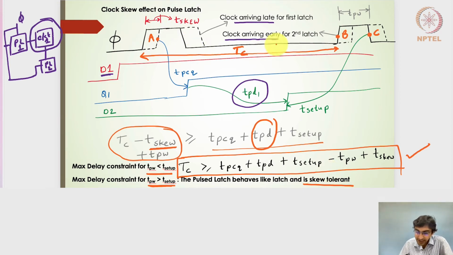So in this particular diagram, I've drawn the pulse width to be low compared to the T setup time, and that is kind of seen here. The T pulse width is very small compared to the T setup time.